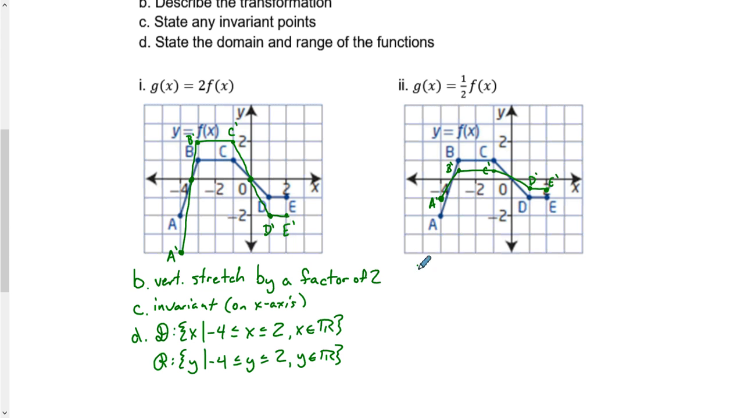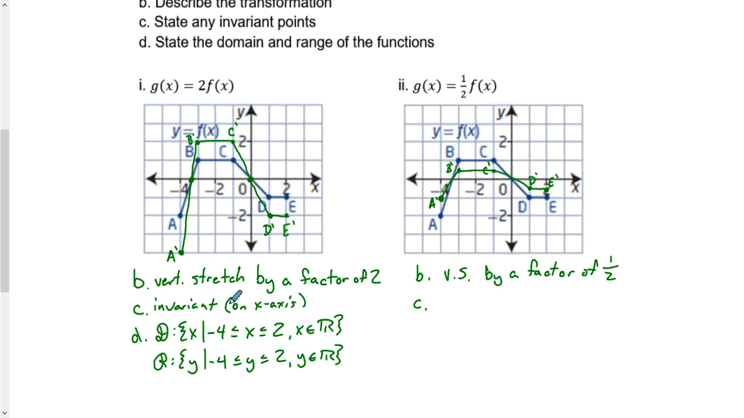So my shorthand for describing the transformation is I just use VS, vertical stretch. And really, that's all that I would be expecting from you. If you want to get into the habit of just writing vertical stretch, that's fine. But VS is perfectly fine. But what you do need to say is that it's vertical stretch by a factor of 1/2.